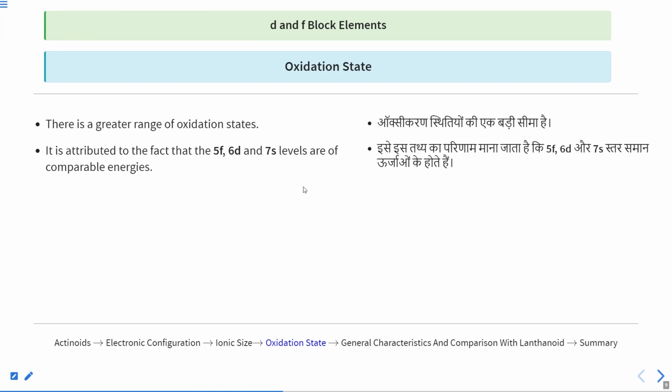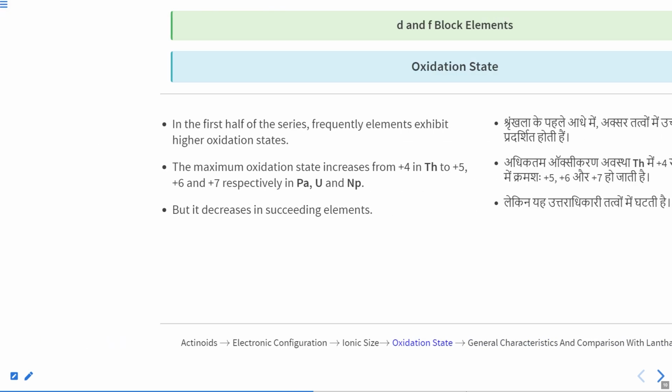So if I talk about the oxidation state, they have a greater range of oxidation states. +7 can also be seen, but it was not seen in the case of lanthanoids. It is attributed to the fact that 5f, 6d, and 7s are of comparable energy. So these three are of comparable energy, and for that reason, removing an electron from any of these three is almost the same. For that reason, we see a number of oxidation states.